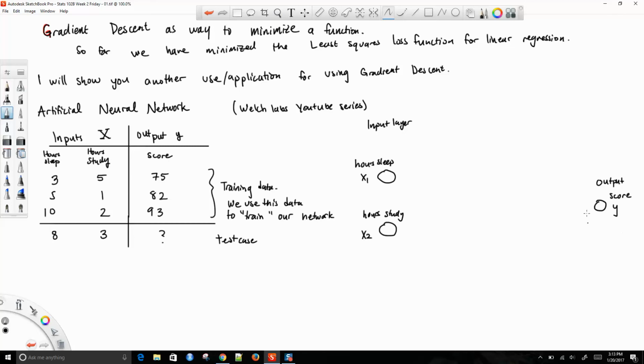And between here and here is our network. And so we have something called a hidden layer. And in the most basic neural network, which is what we're going to do here, you have one hidden layer. And maybe I'll use some different colors.